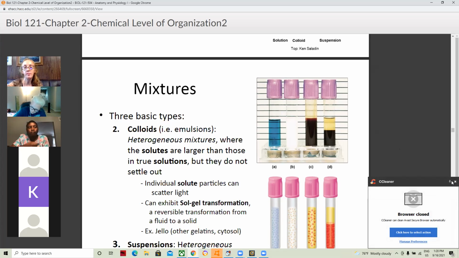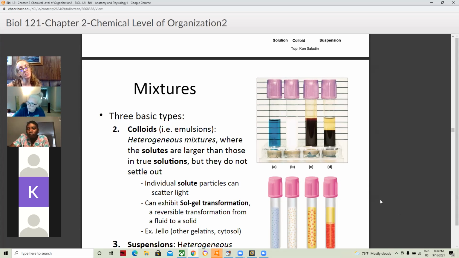Colloids also can exhibit what's called a sol-gel transformation, which is a reversible transformation from a fluid to a solid. For example, Jello is a colloid. Or cytosol in cells is a colloid.